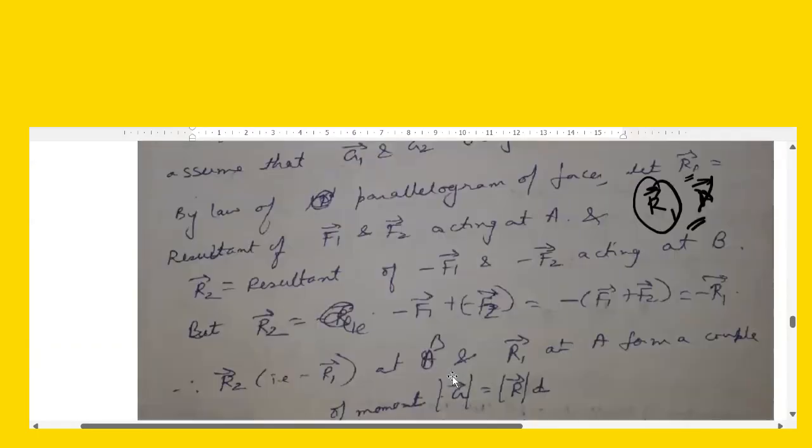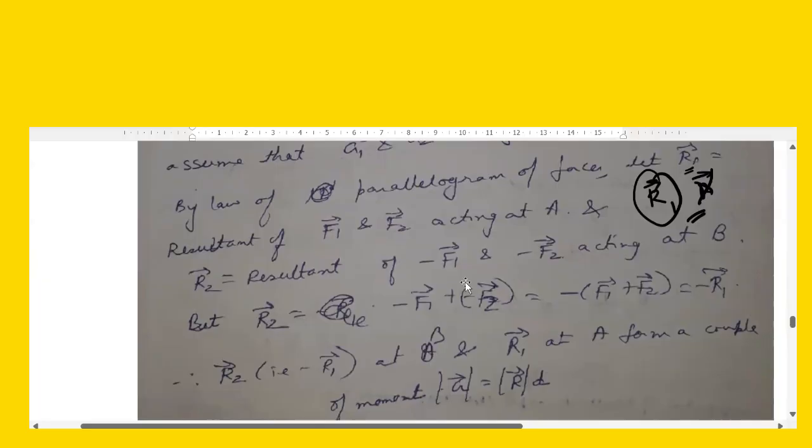Let us see. Here R2 is the resultant of minus F1 and minus F2, right? So R2 you can write like this. So ultimately what you are getting? Minus R1. So as I said, R1 and R2 are of the same magnitude but anti-parallel. That means opposite in direction. Line of support same, but opposite in direction.